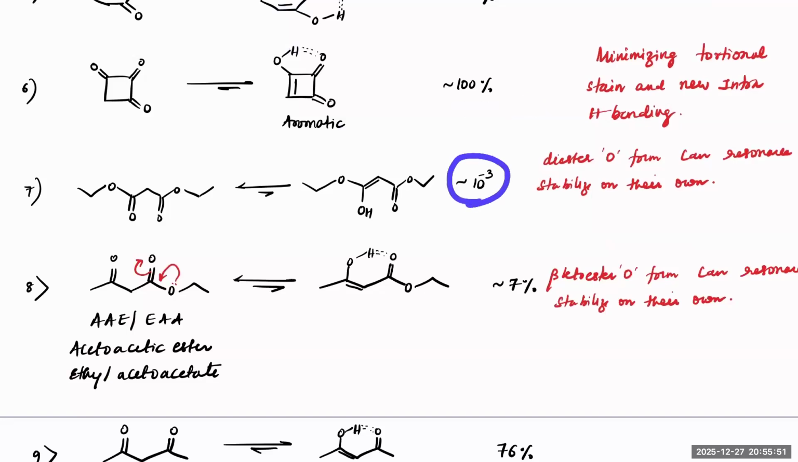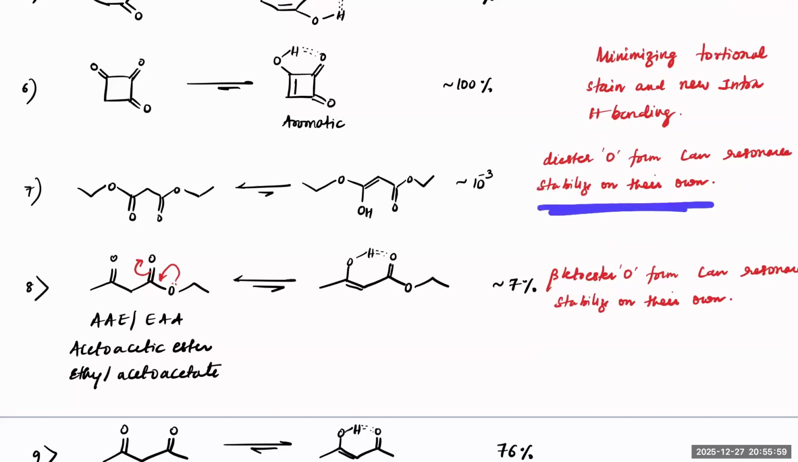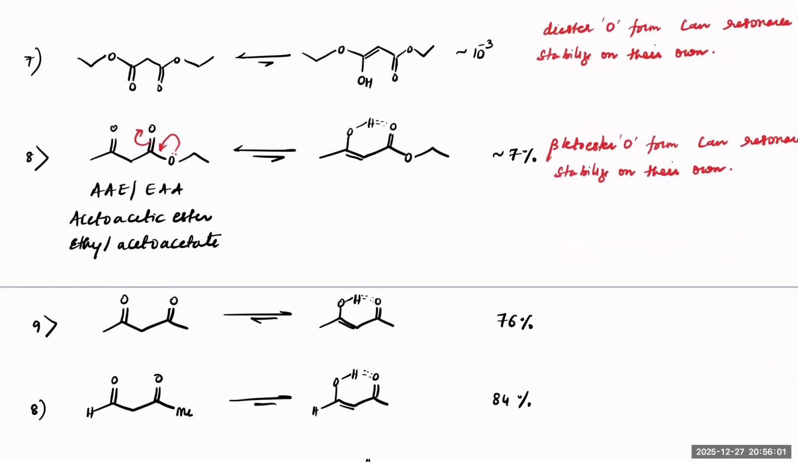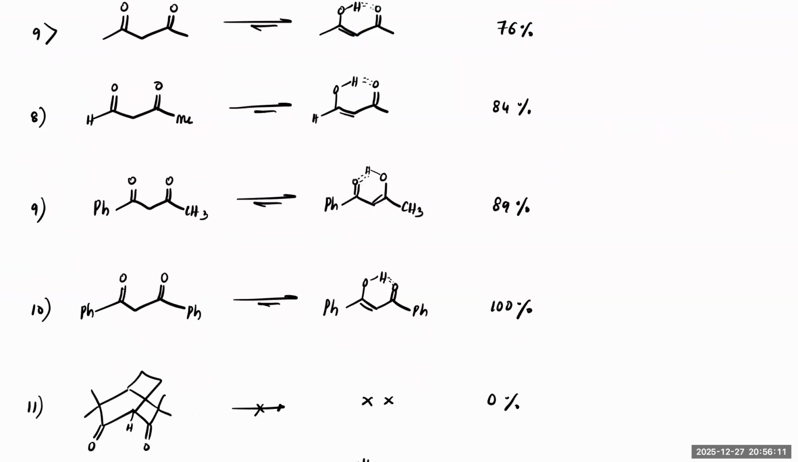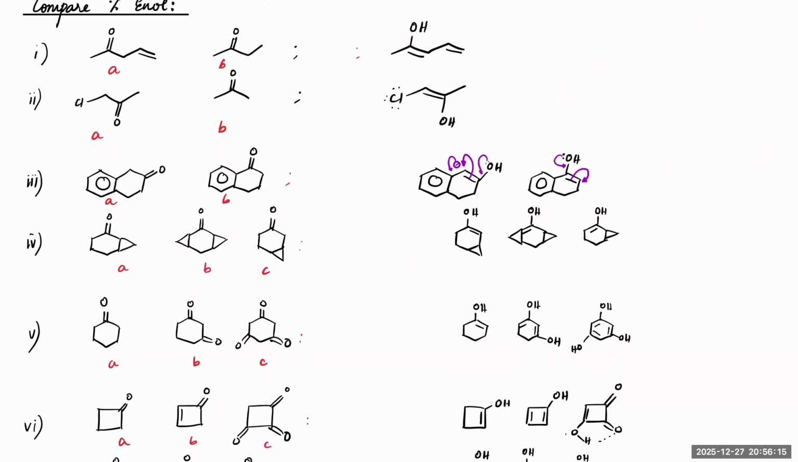Here you can see 10 raised to power of minus 3. So in both cases, you will notice that you will have a diester oxygen which can form resonance, stabilizing on their own. Lastly, here there is a hydrogen bonding with some resonance factor. So beta keto is slightly okay, but still the percentage is very less. So these are a few factors which I wanted you to check in all of these cases.